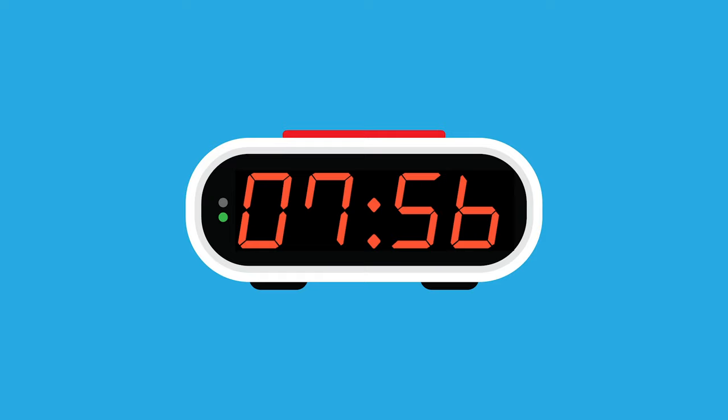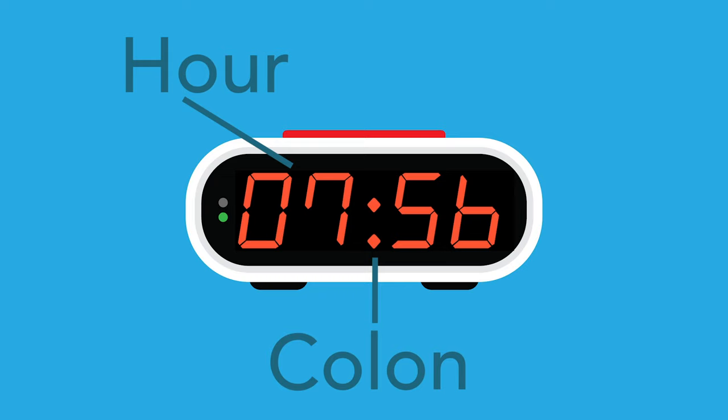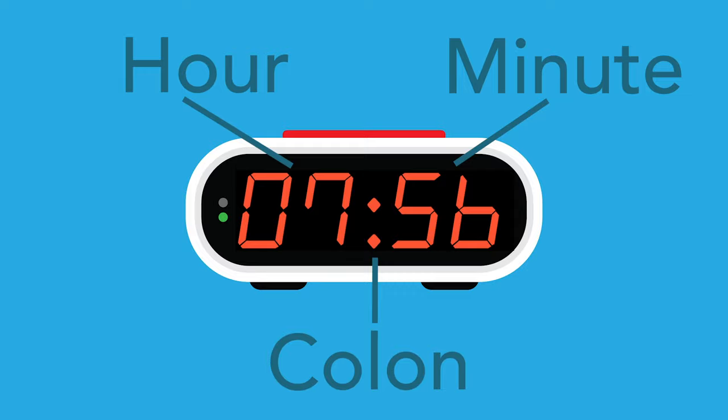Let's look at another clock. This clock shows the number 7, followed by the colon, then the number 56. That means it's 7:56. How about this clock? On this clock, the time would be 1:05.